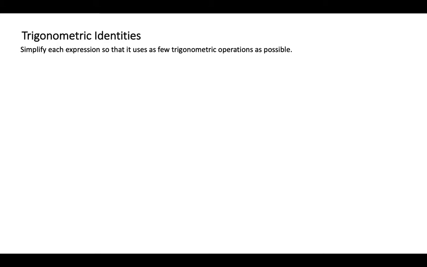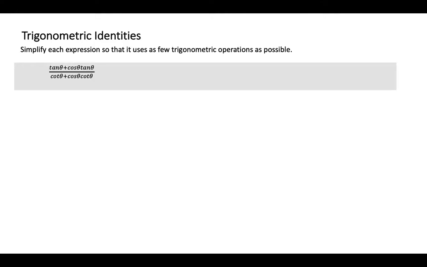Let's start with the first example from our exercises. Here is a nice trigonometric expression. It's quite complicated. I need to simplify this expression so that it uses as few trigonometric operations as possible. In essence, I just need to simplify this as much as I can.